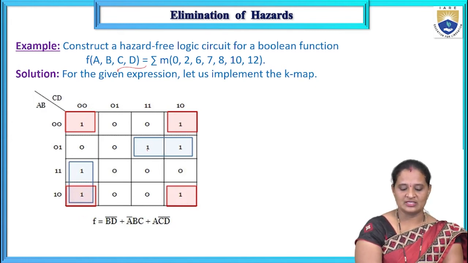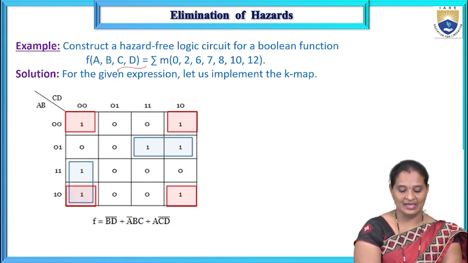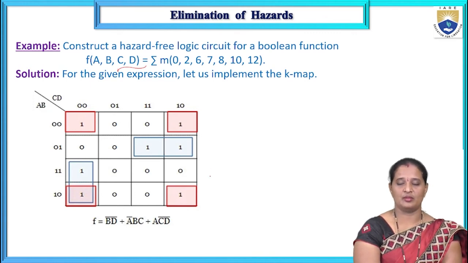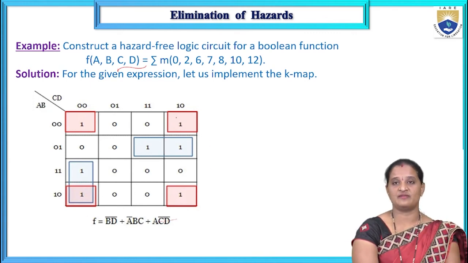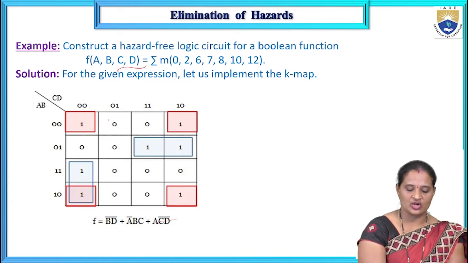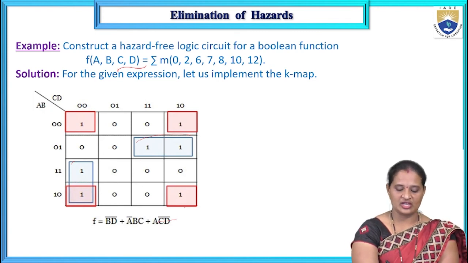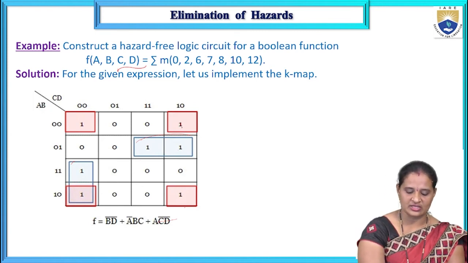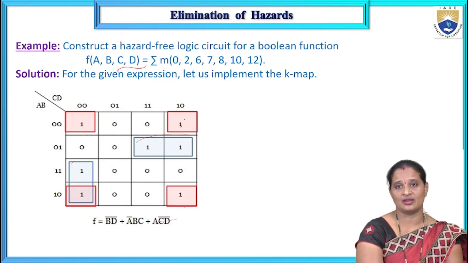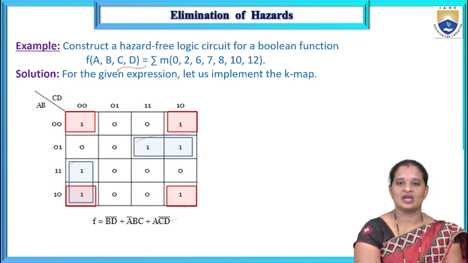0, 2, 6, 7 and then 8, 10 and 12. So these are the cells marked with 1 for which the function output is considered to be 1. So now I can form a quad with all these corner cells, whereas I can form a pair with this and I can form a pair with this. Okay, now all the ones have been covered. So actually, if you could see, these two are said to be adjacent, but these are not enclosed.